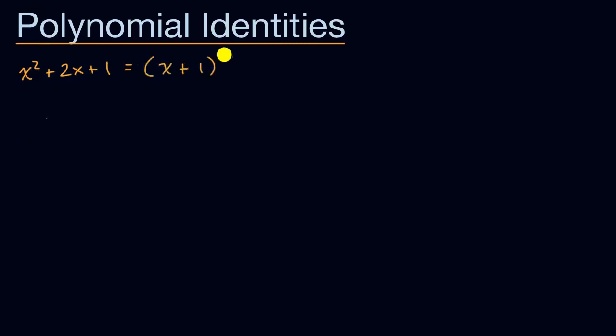What we're going to do in this video is talk a little bit about polynomial identities. And this is really just a fancy way of seeing whether an expression that involves a polynomial is equal to another expression. So, for example, you're familiar with x squared plus 2x plus 1. We've seen polynomials like this multiple times. This is a quadratic. And you might recognize that this would be equal to x plus 1 squared.